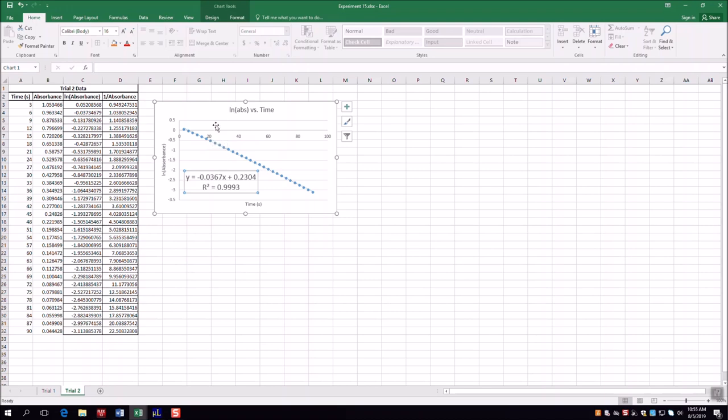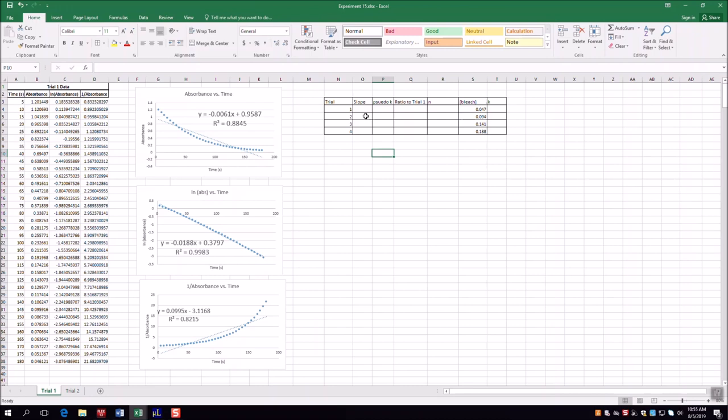So for the bleach, all we need is the LN of absorbance versus time for trials 2, 3, and 4. And what we're going to need from that is our slope. So I'm going to remember that going over from my equation. It's negative 0.0367. So I'm going to go ahead and type that in. That's negative 0.0367. Now the slope of my first graph, using LN of absorbance versus time, is negative 0.0188.